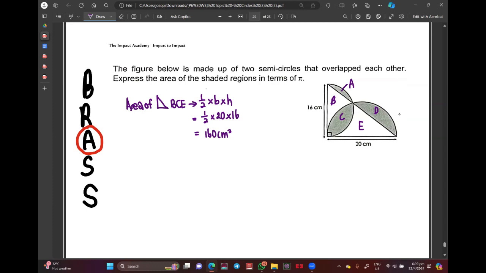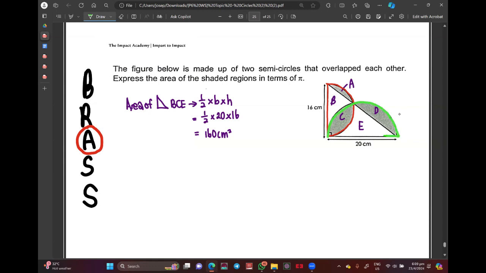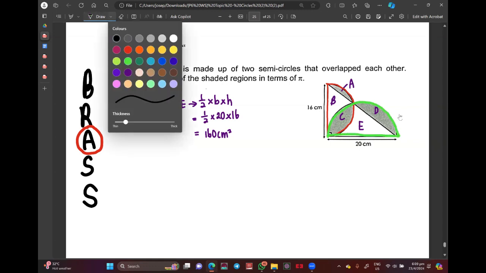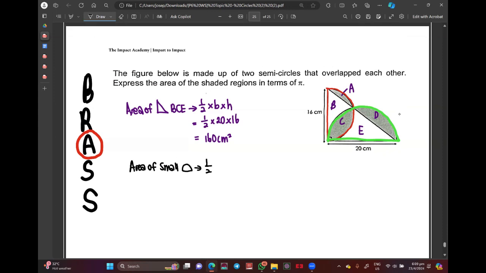The next thing I'm going to do is to find the small semicircle. Can you see the small semicircle? This is the small semicircle, can you see? And then I'm also going to find the big semicircle, which is right now highlighted in green. Can you understand? I'm going to add both of them up together. Is that okay? I'm going to find area of the small semicircle. Small semicircle is basically half times pi r squared. Agree so far? Half times pi, they say in terms of pi, right? That means I'm just going to leave it like that.